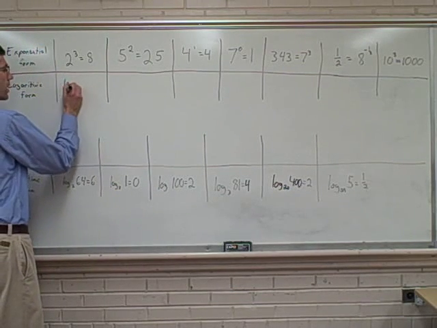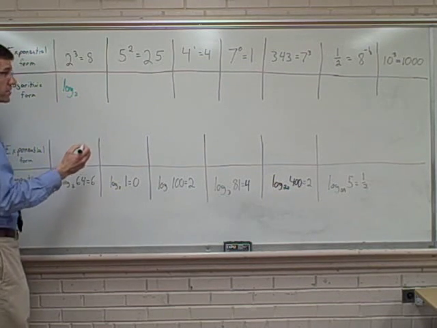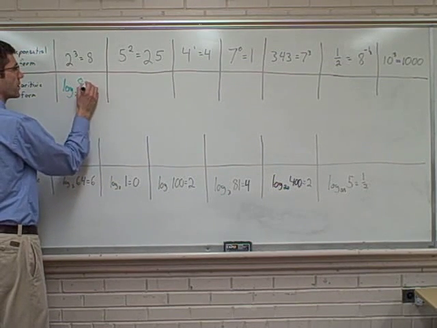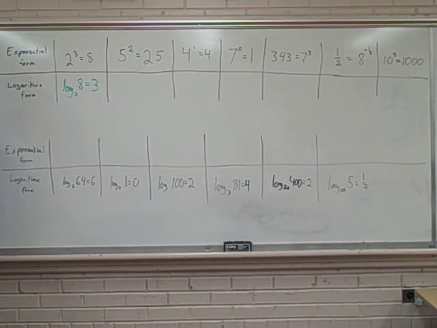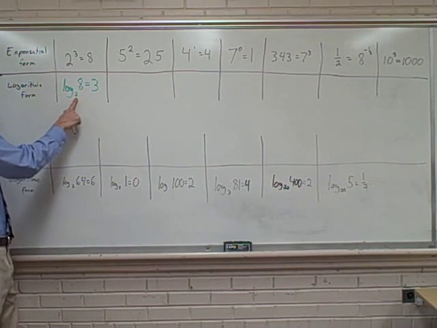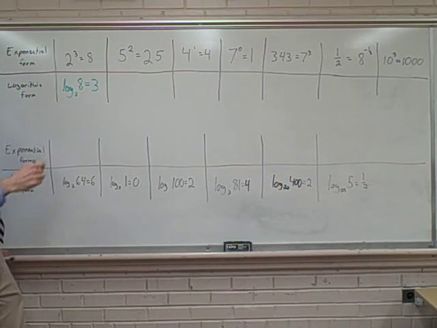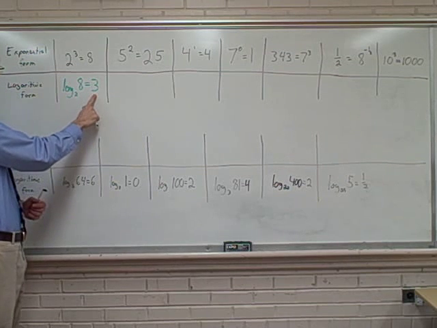This one is going to be log with the little 2 down here, it's called the base, of 8, and that is equal to 3. It's just a matter of rearranging the numbers. Okay? That number is called the base, and that one is the base as well. Notice that the answer, what it equals, is the exponent.